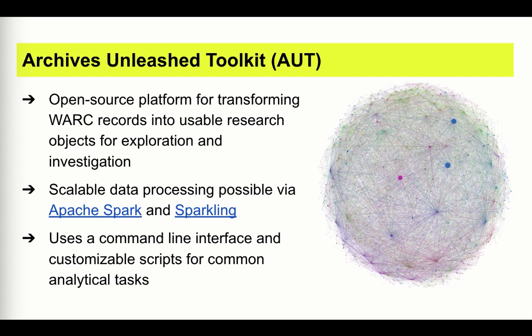For those interested in the technical aspects, AUT uses Sparkling for parsing WARC records, which provides a powerful combination for scalable data processing. The toolkit can be used in a variety of ways, using Apache's Spark interactive Scala shell, in a notebook with PySpark, or as a library in your own software using Scala or Python. We provide extensive documentation, which includes recipes for common use cases so that you can confidently and successfully build customized scripts for common analytical tasks.